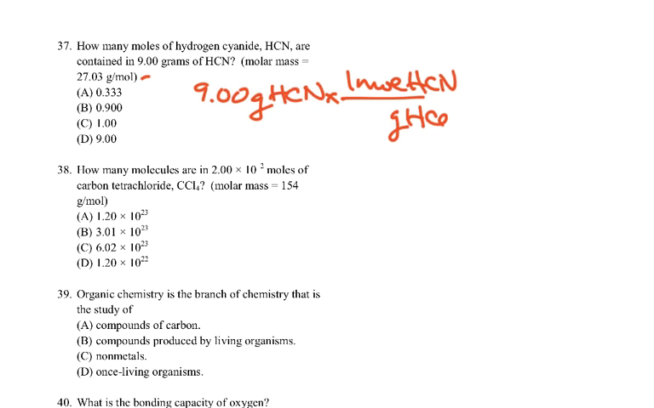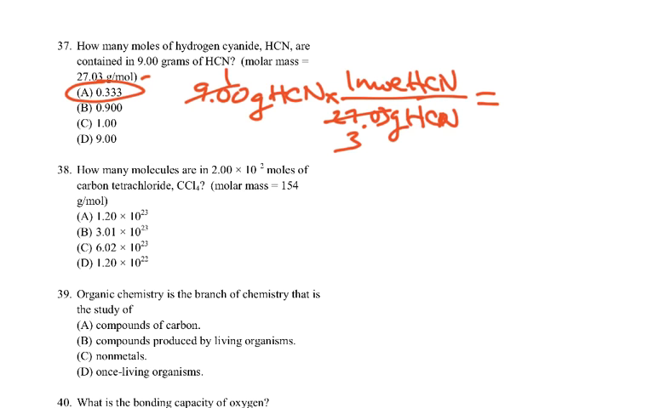And luckily they've done the work for us, HCN is 27.03. Now we can use a calculator, but we can see this. 9 goes into 9 once, and 9 goes into 27 3 times. So we're looking for an answer of 1/3, which mathematically would be 0.333, answer A.